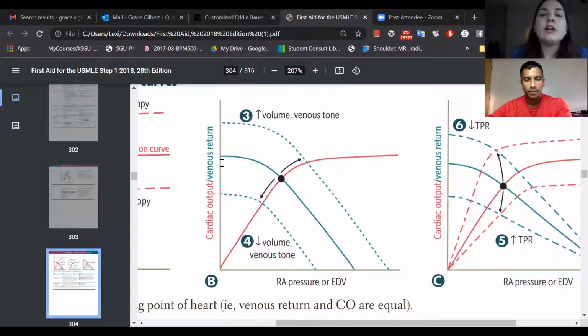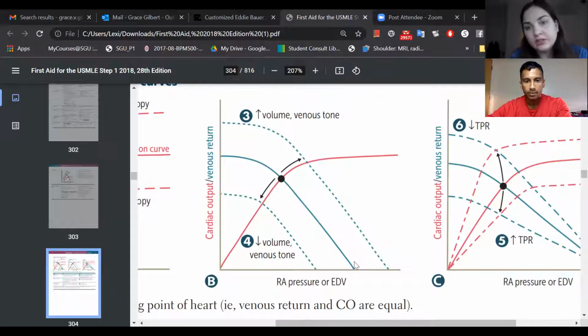Okay, so this solid blue line is normal. So we have cardiac output this way, and we have our venous return this way. So as cardiac output is increasing, our venous return is going down that way. Nobody really cares about that intersection right there. What we care about is how you would increase it or how you would decrease it.